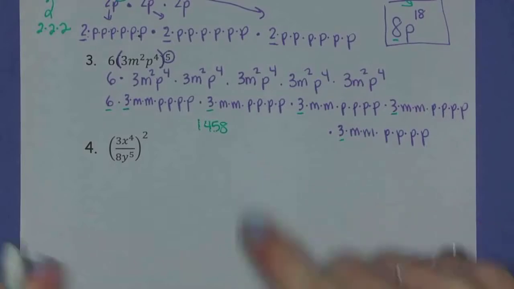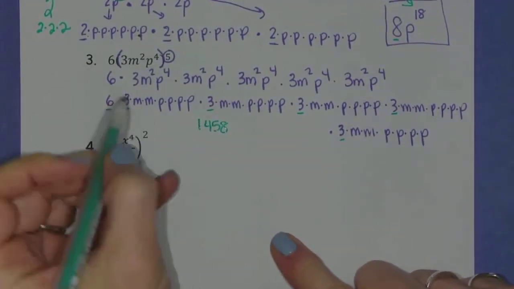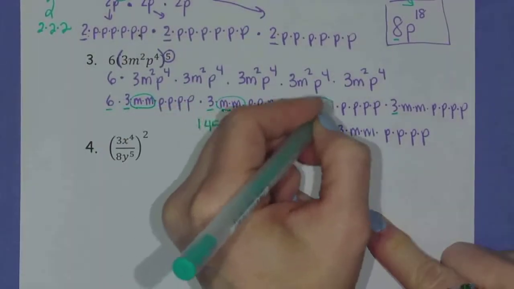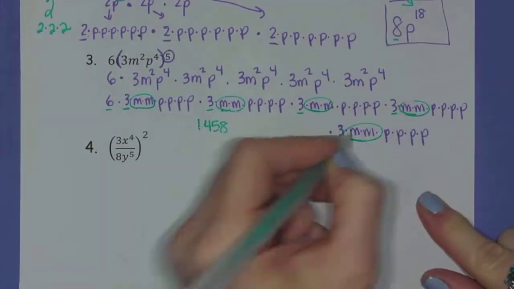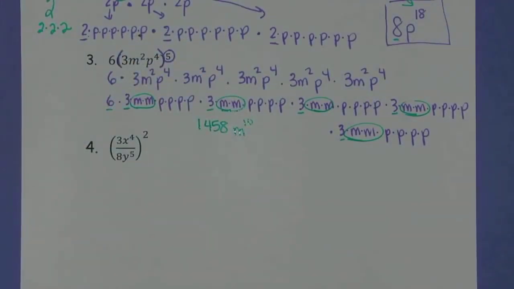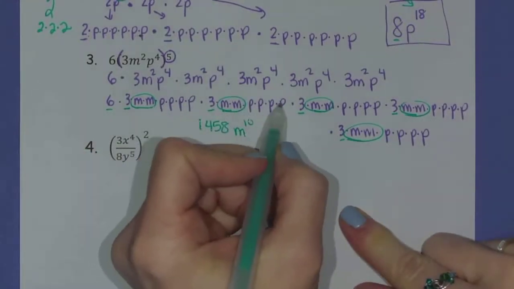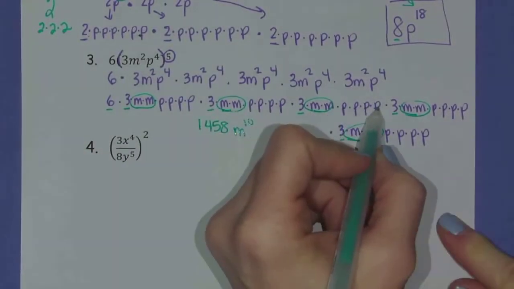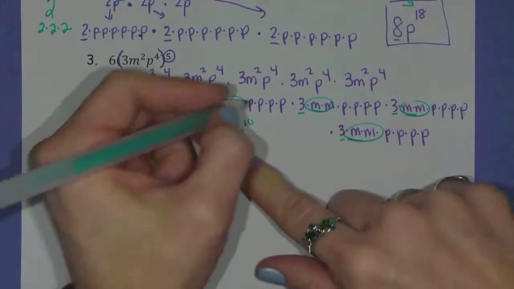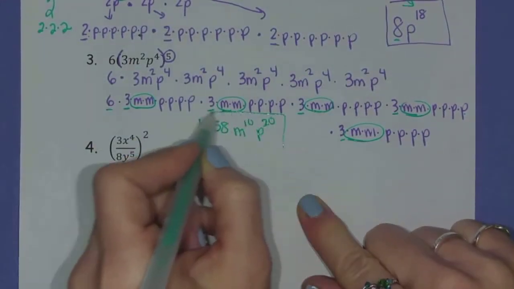1,458. Now let's count the m's. Here we go. 1, 2, 1, 2, 3, 4, 5, 6, 7, 8, 9, 10. Okay, m to the 10th. And let's count the p's. 1, 2, 3, 4, 5, 6, 7, 8, 9, 10, 11, 12, 13, 14, 15, 16, 17, 18, 19, 20. So p to the 20th. Final answer.